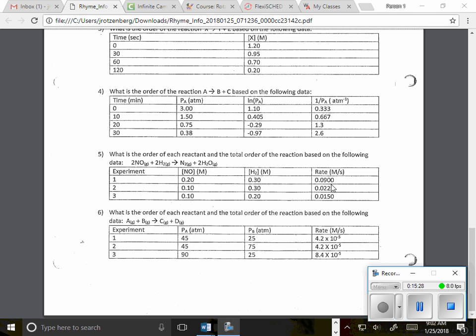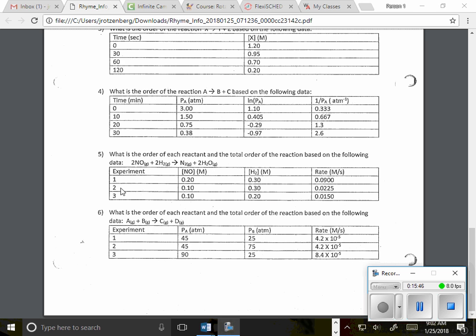Now, you could have a problem where they triple the concentration, and then it increases the rate by a factor of 9, because 3 to the second power is 9. Usually in these, they don't manipulate the concentration like that, because then we're just making it more complicated than it's worth.